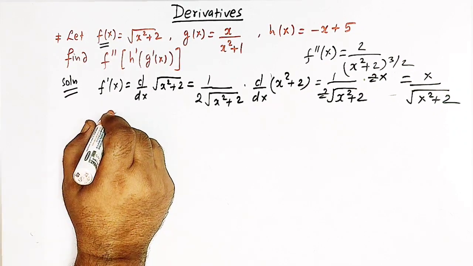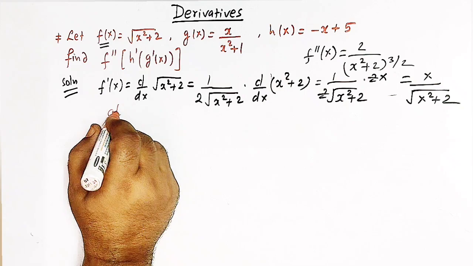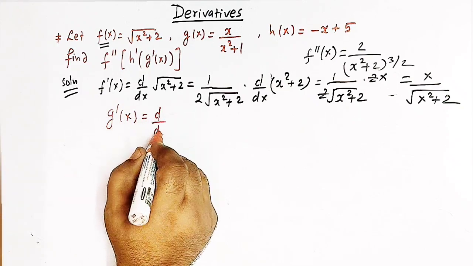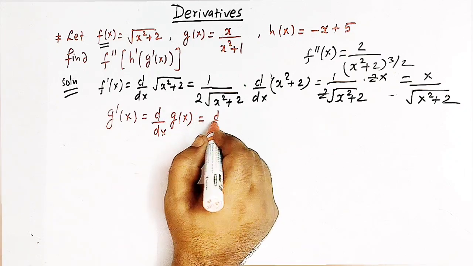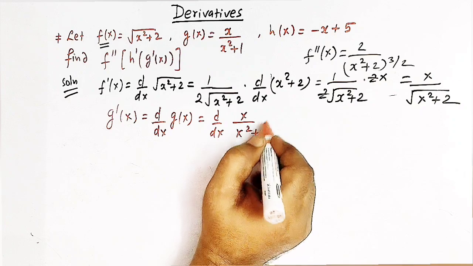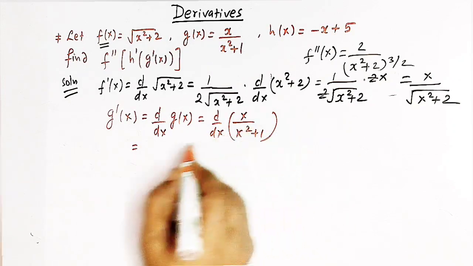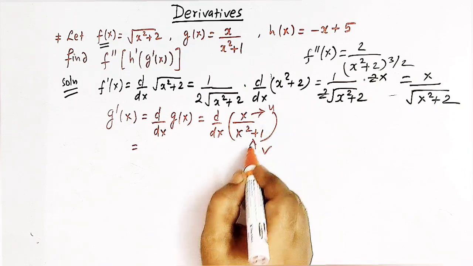So now let us find out the derivative of g of x, that is the g prime of x. So we have g prime of x is equal to d by dx of g of x, and g of x is given by x over x square plus 1. And here again we can apply the quotient rule. This is u and this is v.